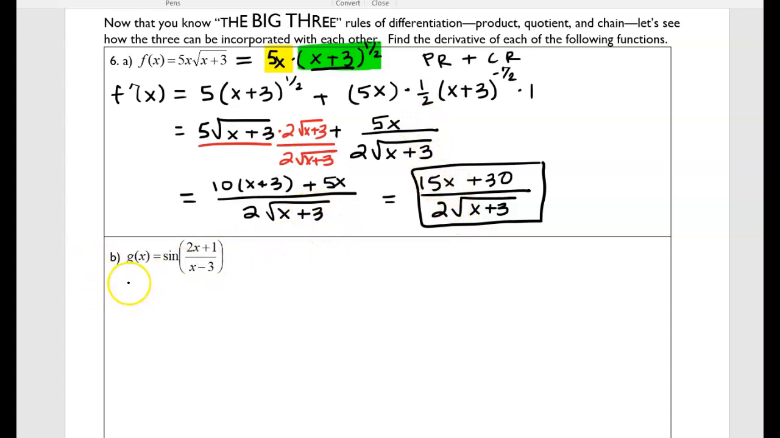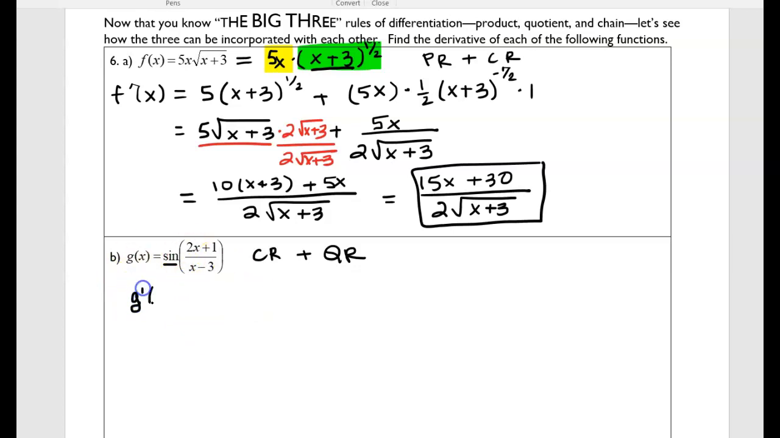For part B, we have g of x equals sine of 2x plus 1 over x minus 3. So I noticed my eyes kind of go right to this quotient, but I'm not going to use quotient rule first because what I noticed is that quotient is inside of something else. And so when I have a function inside of something else, that means I'm going to use chain rule. I will use quotient rule as well though. But since overall this looks like something inside of something else, my main rule is chain rule, and then I'll use quotient rule when I'm taking the derivative of the inside.